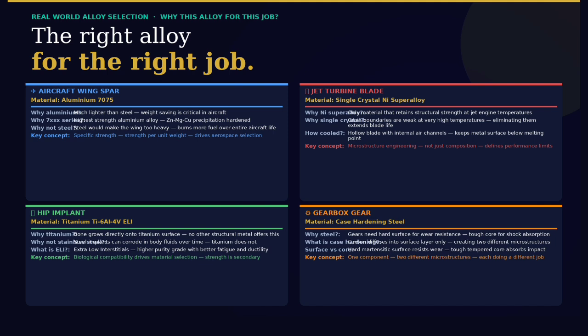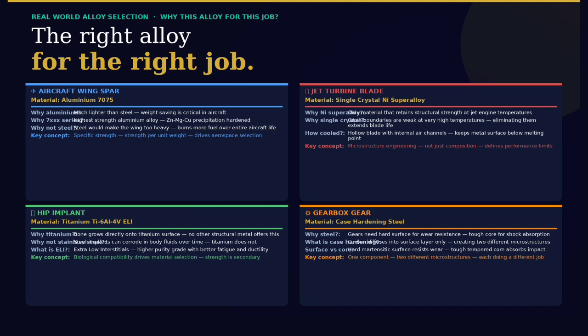A jet engine turbine blade must maintain its strength at temperatures above 1000 degrees Celsius while spinning under enormous centrifugal stress. Nickel superalloys, often as single crystals, are the only materials capable of this. A hip replacement implant must survive inside the human body for 20 years or more. Titanium is chosen because bone bonds directly to its surface, a property no other structural metal offers.